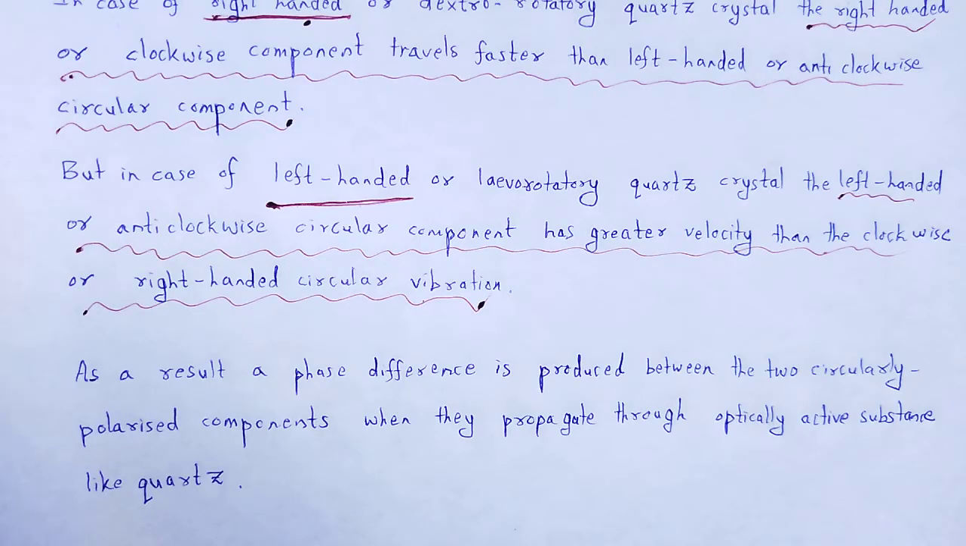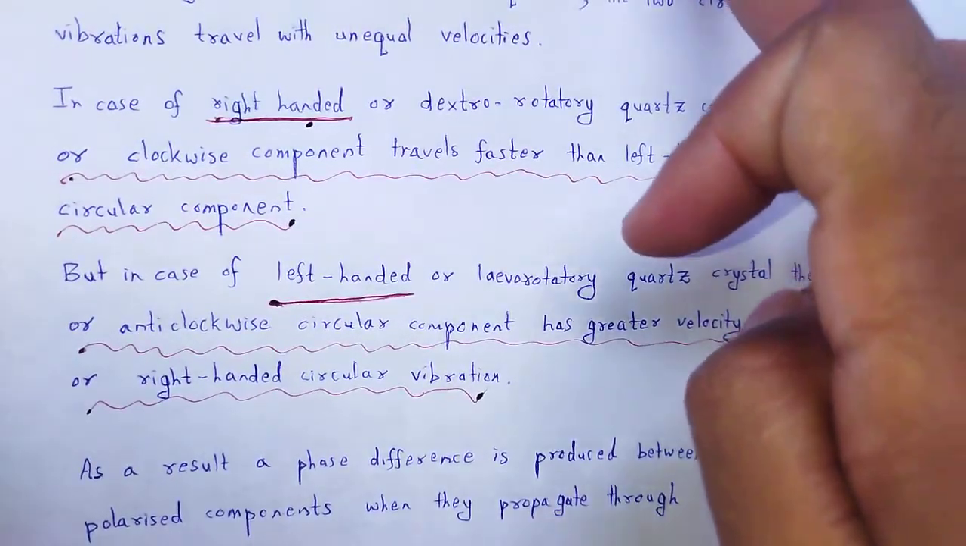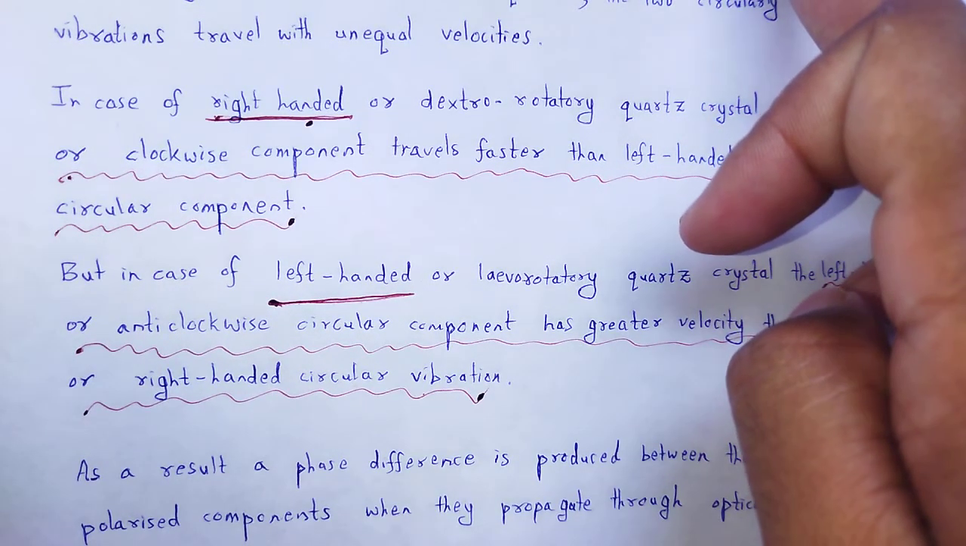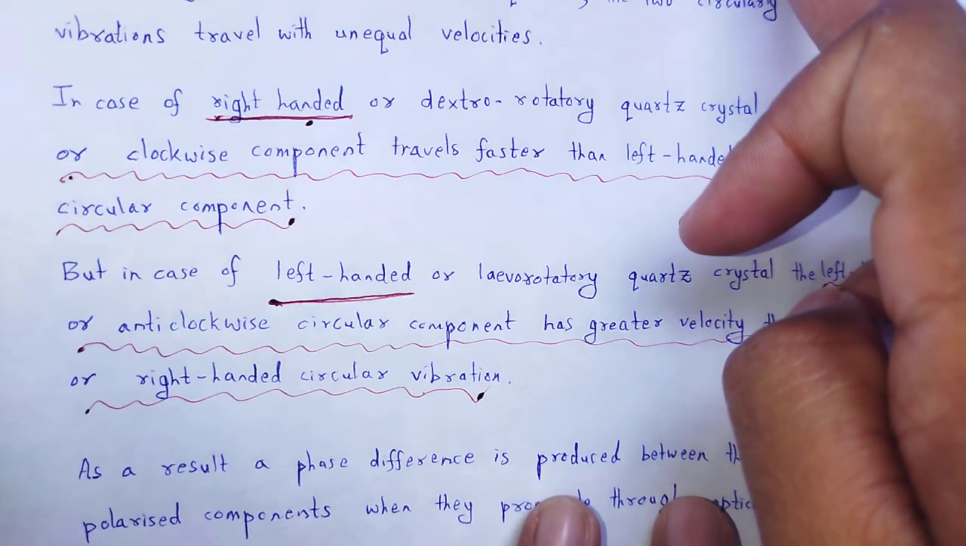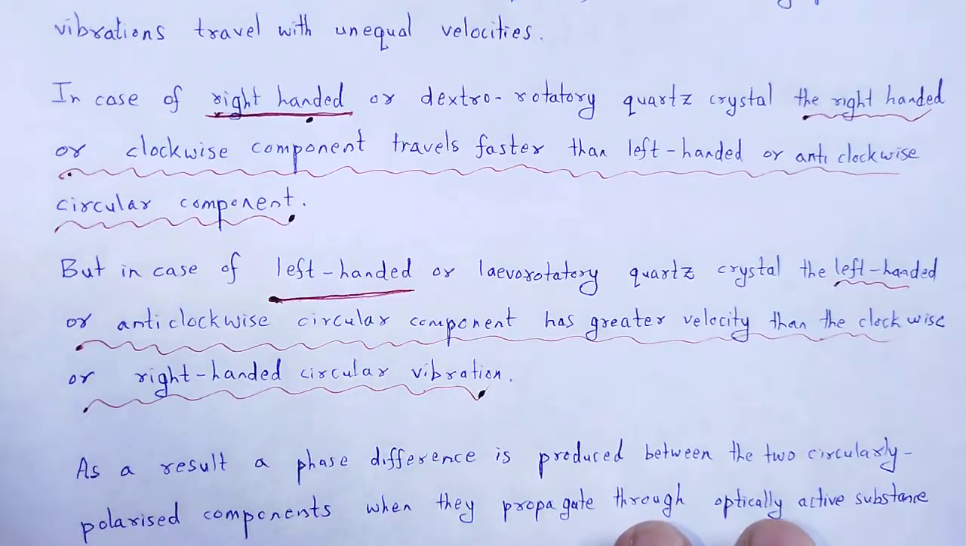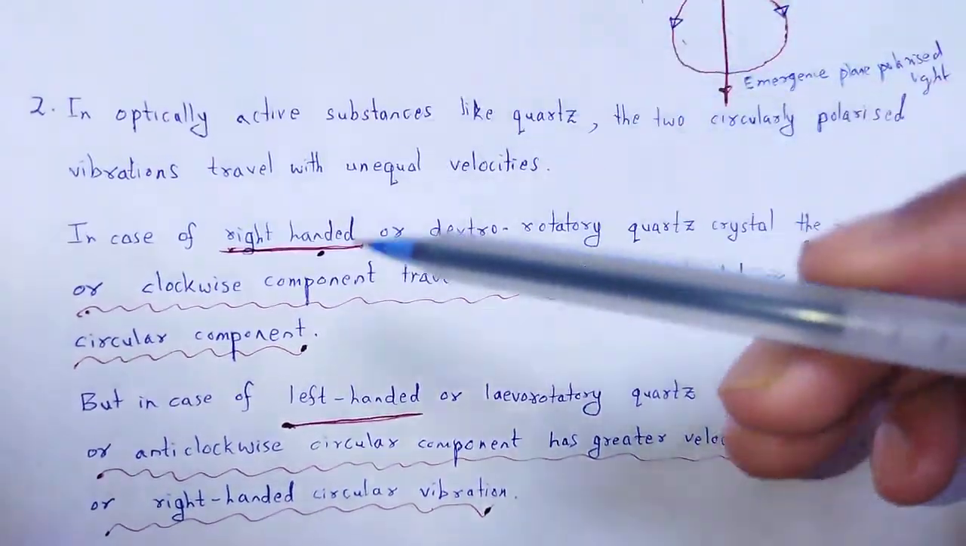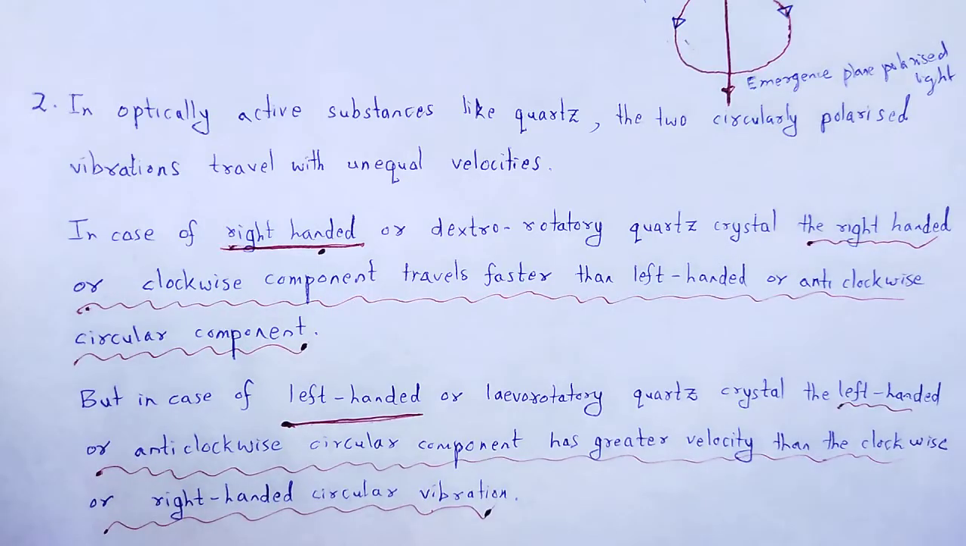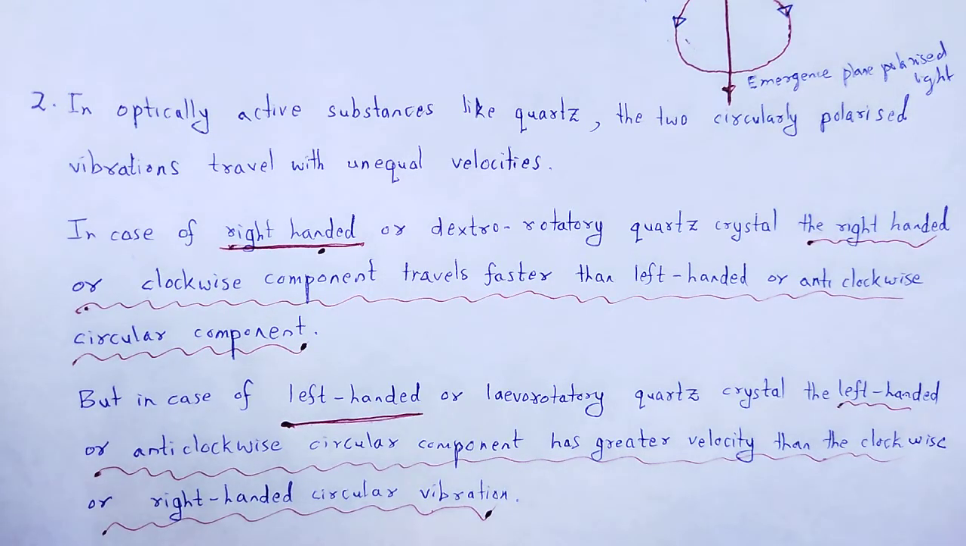Now, using these assumptions, we can easily calculate the angle of rotation. When plane polarized light is incident on an optically active crystal, the property of the crystal is that it rotates the plane polarized light through some angle, and that angle is called the angle of rotation. And these are the assumptions proposed by Fresnel regarding polarization due to optical rotation.